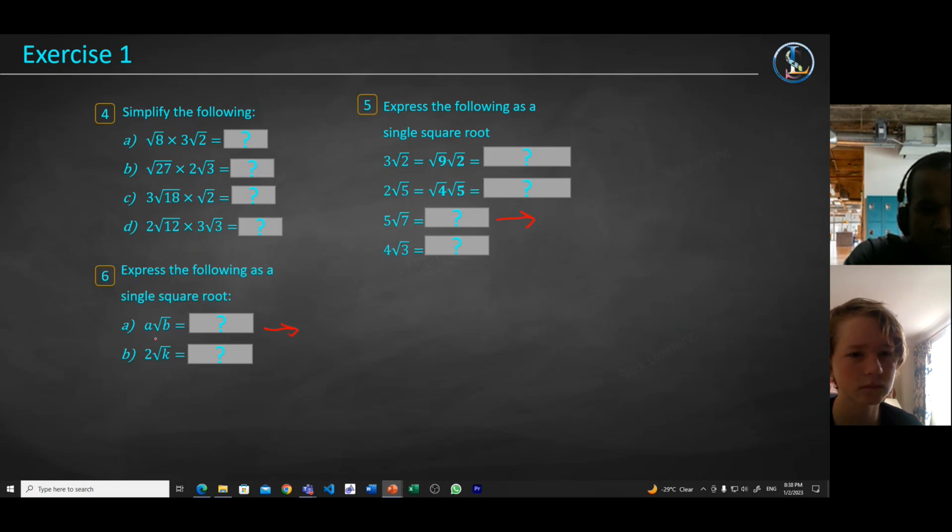Let's do the 6a. Here it says that a is square root b. So you are going to write the same as you did in question number 5, as a single square root. Here, instead of a number, you are having a variable. So how are you going to write it in the form of a single square root?